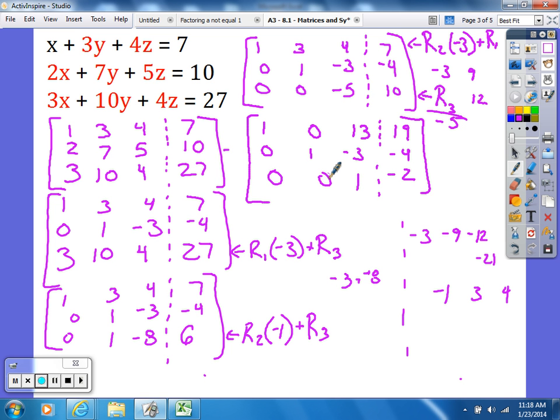Yep. Because look, all along, what have we been doing? We've been multiplying by a scalar, a number. This right here, dividing, is the same thing as multiplying. Dividing and multiplying are the exact same thing. We're getting close. We're almost there.